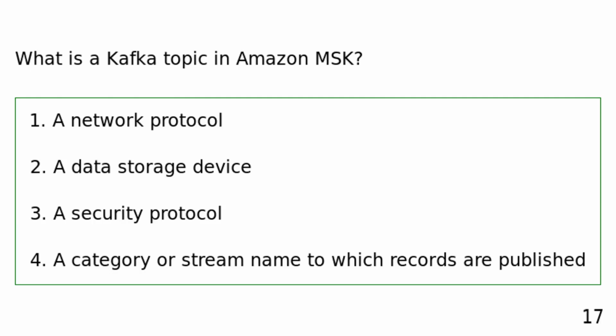What is a Kafka topic in Amazon MSK? A network protocol, a data storage device, a security protocol, a category or stream name to which records are published.